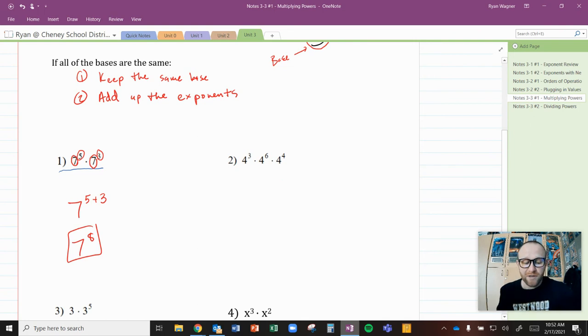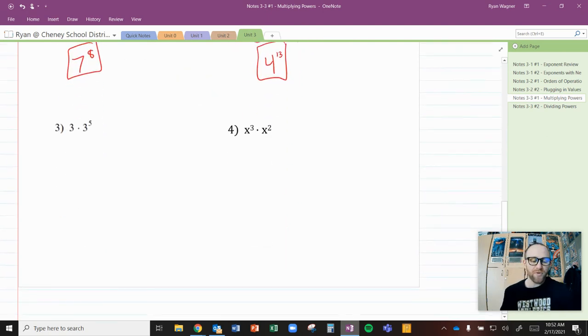Let's look at number 2. We have 3 terms here. 4, 4, and 4. Our bases are all the same. So we know our answer is going to have 4 in the base. Now what we do is we take the exponents and we add them up. We have 3 plus 6 plus 4. 3 plus 6 is 9. 9 plus 4 is 13. We keep our base here, 4 to the 13th.